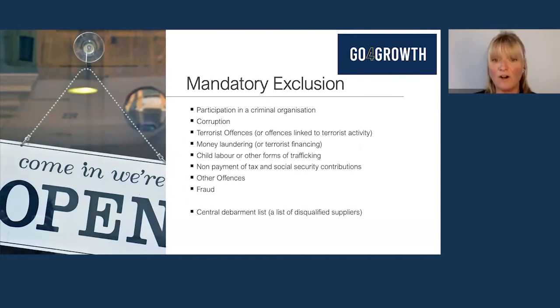There's a list on the screen that you can read through. There is a definition for other offences, which is not particularly helpful. It's a definition in law. But what is, I think, meaningful, and one of the things we wanted to bring up today, there is a proposal from the government to investigate the feasibility of developing a central debarment list, which in effect would act as a list of disqualified suppliers.